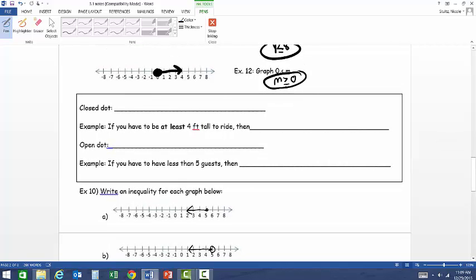All right. So let's talk about what the closed dot means exactly. It means that the point it's on is also a solution. And we call that inclusive.